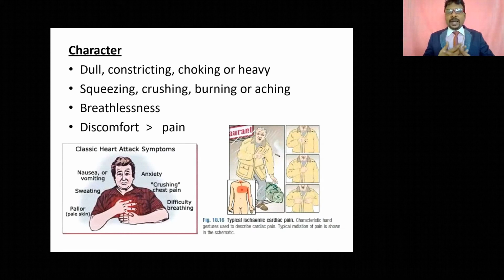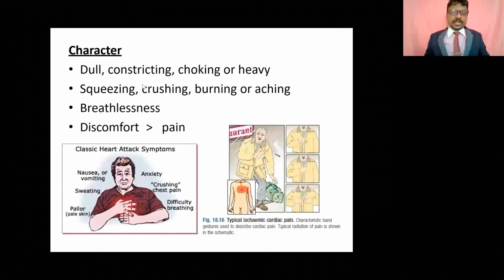If the pain is dull, choking, heavy, squeezing, crushing, burning, and aching, sometimes they may feel as if they are being beaten with a hammer on the chest, so they feel that much pain. Also breathlessness, because of the decreased blood circulation, or maybe discomfort. Along with that they may have pallor, pale skin, heavy sweating, nausea and vomiting, anxiety, crushing chest pain, and breathing difficulty. These are the characteristics they may get during the chest pain.